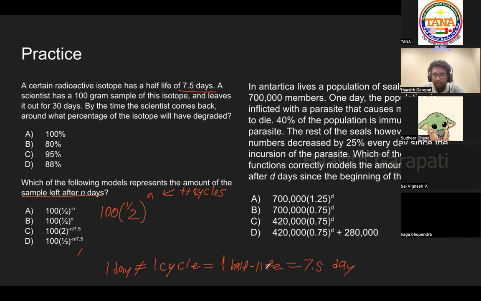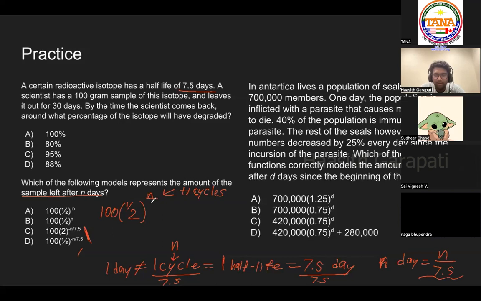So if n is representing our cycle, then how are we supposed to convert days into cycles? Well, simply divide by 7.5, and you'll see that 1 day is equal to n over 7.5, which is where all these wacky answers over here came from. It's going to be n over 7.5.